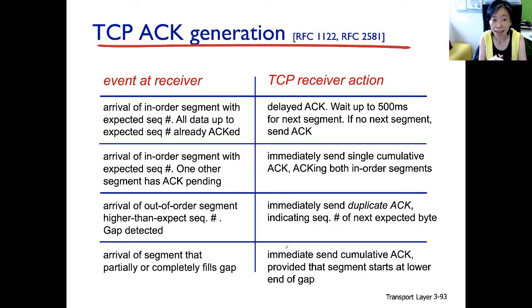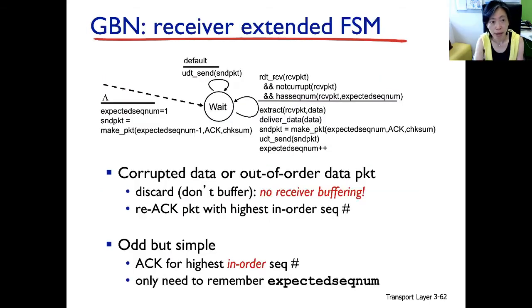This is the delayed ACK. So this is the mechanism implemented at the TCP's receiver. Now, in order to contrast TCP's receiver to Go-Back-N's receiver, let's bring back Go-Back-N receiver's finite state machine. And here it is, the Go-Back-N's receiver.